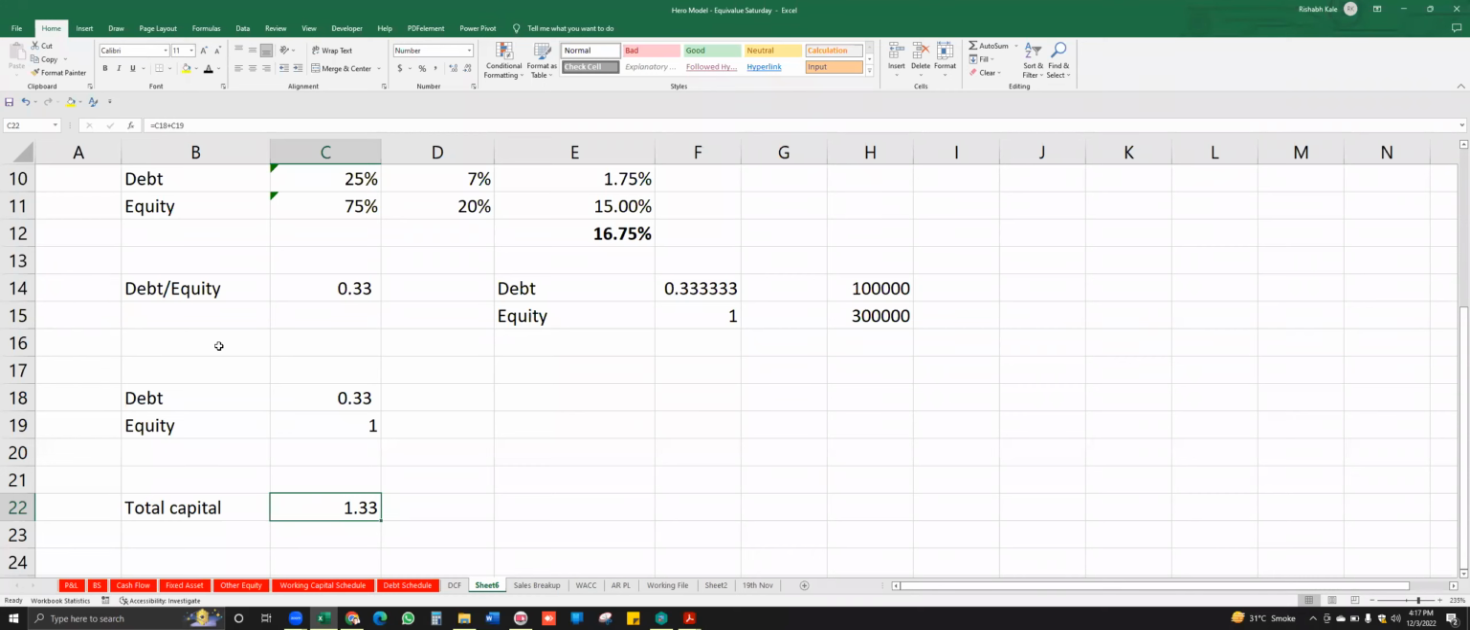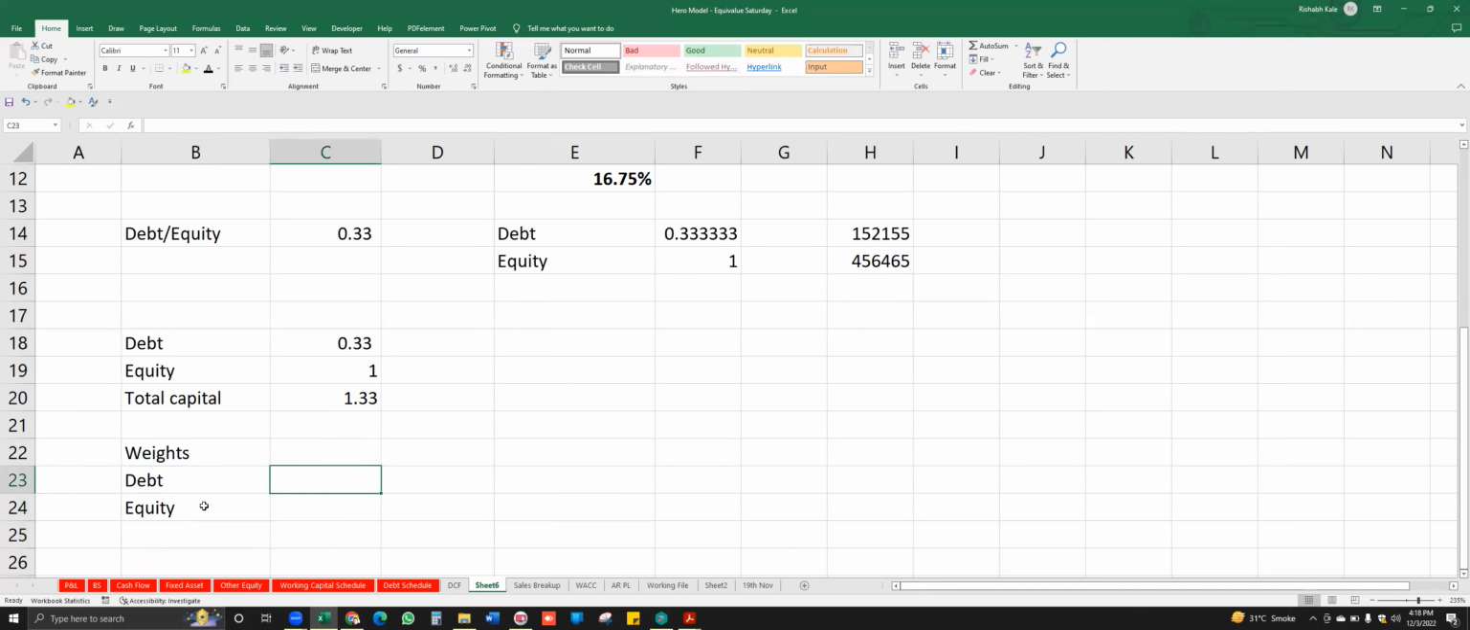I'm not using numbers over here because I know that whatever numbers I put, whether I put 3 lakh, 5 lakh or any random numbers, how does it matter? My debt to equity will still be the same, right? Now, can I say my total capital is 1.33? If my total capital is 1.33, can you find the weights?